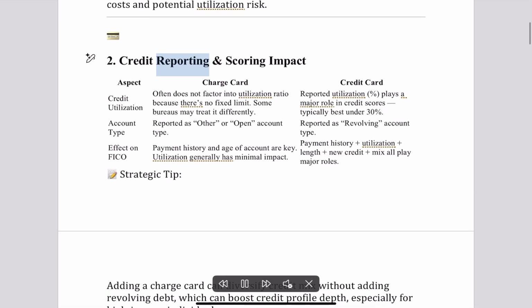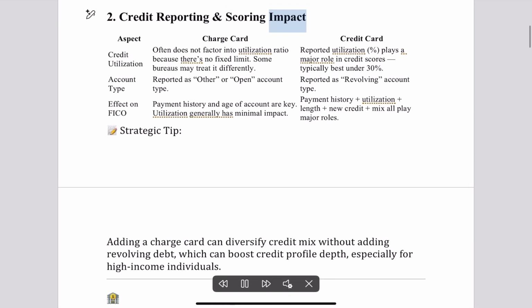2. Credit reporting and scoring impact. Aspect: charge card, credit card. Credit utilization. Often does not factor into utilization ratio because there's no fixed limit. Some bureaus may treat it differently. Reported utilization percent plays a major role in credit scores, typically best under 30%.